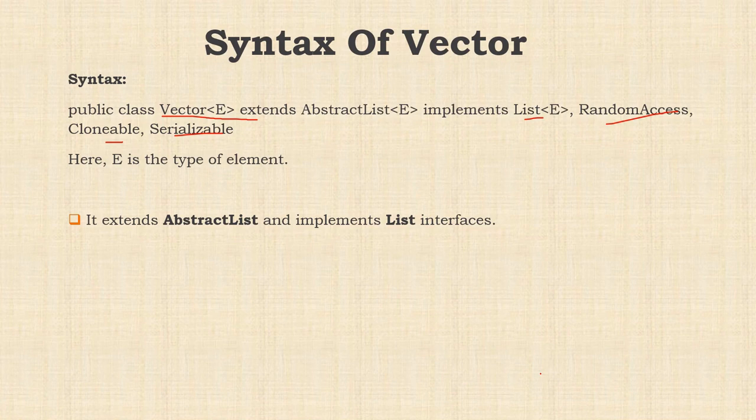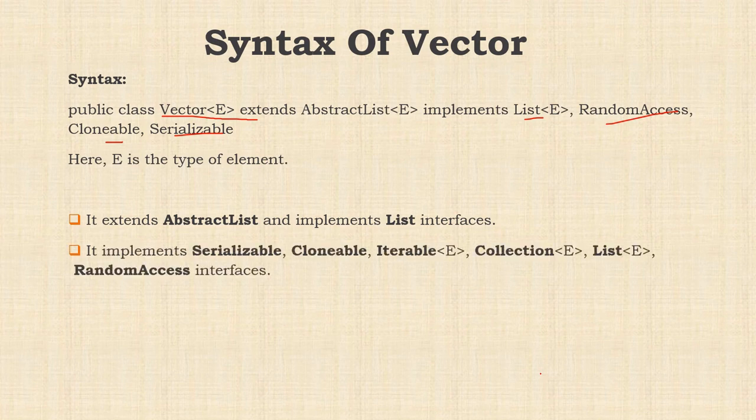Let's continue our topic. It extends AbstractList and implements the List interface, as we just saw. It implements Serializable, Cloneable, Iterable, Collection, List, and RandomAccess interfaces. Because List implements Collection, and Collection implements Iterable, Vector indirectly implements Serializable, Cloneable, Iterable, Collection, List, and RandomAccess. So these are the basics of Vector.